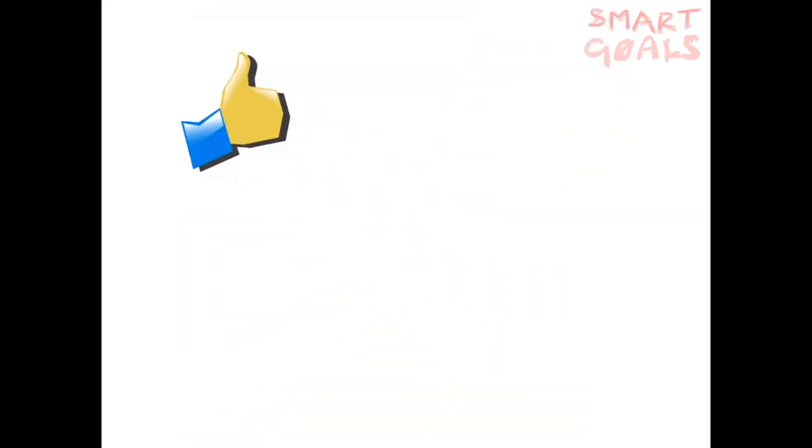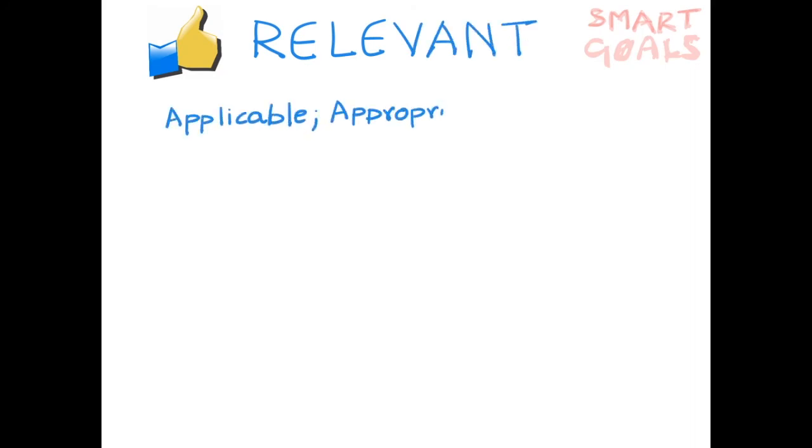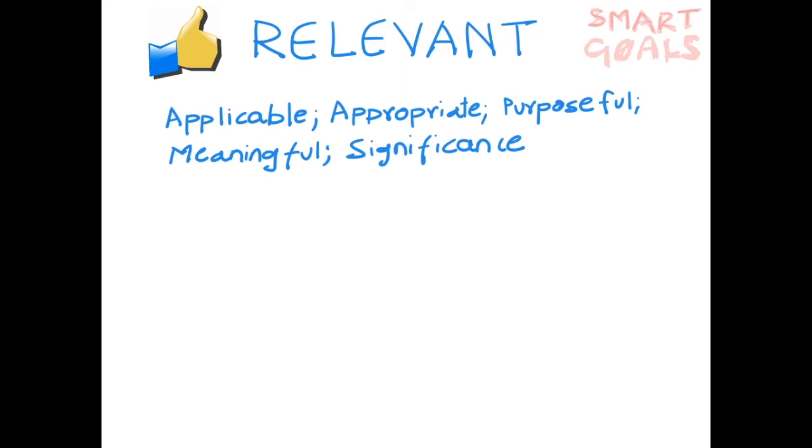A goal should be relevant. That means it should be applicable, appropriate, purposeful, meaningful, and should have a significance. Preferably try to aim for goals that you can further build on. For organizations, a relevant goal would mean what connection they have with the business objective, how well they are connected, and the goals which are set according to the business objective should not be old-fashioned or ahead of times.